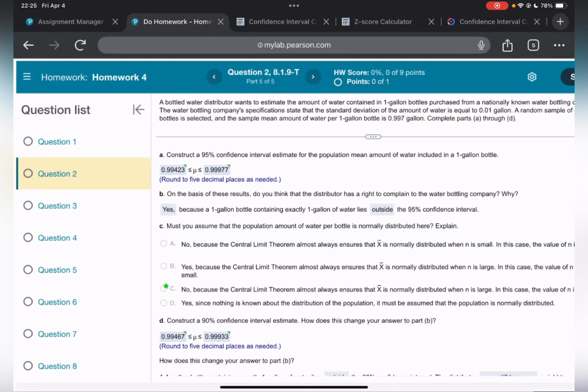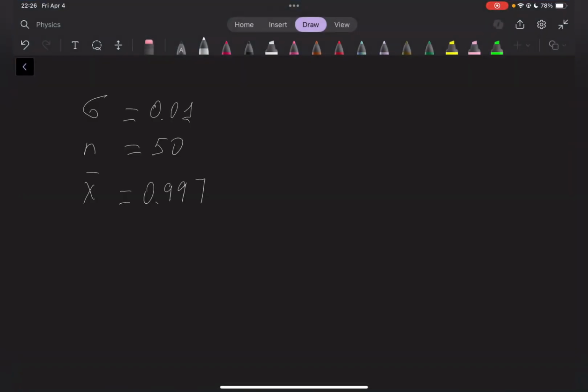Okay, let's read further. So complete parts A through B. Construct a 95% confidence interval estimate for the population mean amount of water included in a 1 gallon bottle. All right, let's see what we can do. It says construct with 95% confidence. Confidence is 95%. Let me put L, confidence level.